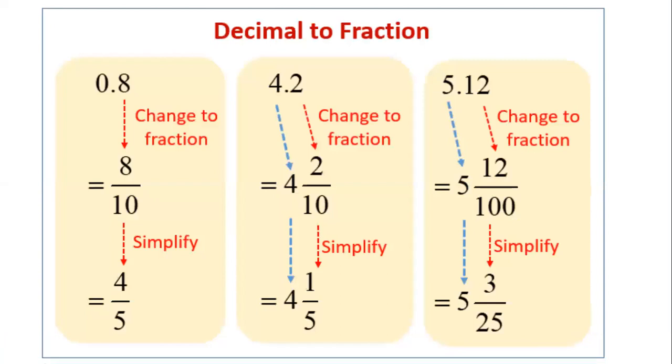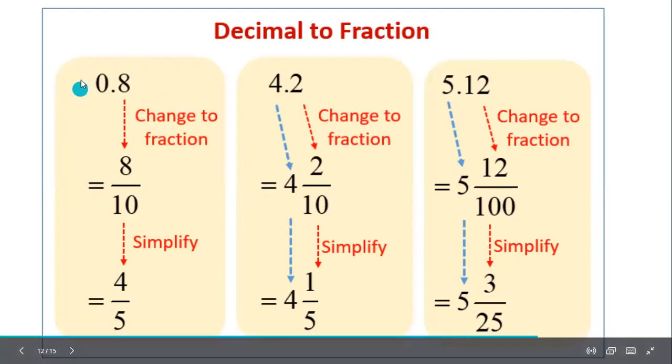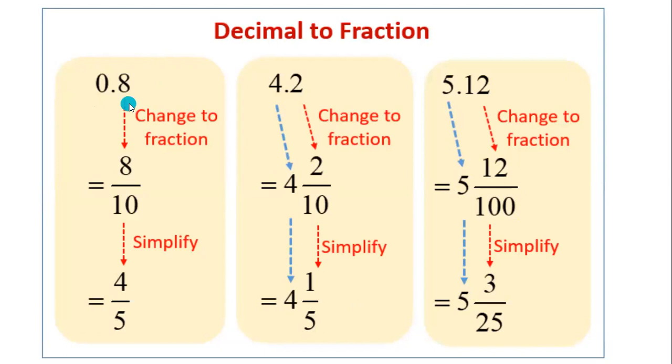Then converting decimals to fractions. So how to convert decimal to fraction? An example is given here, 0.8. So 0.8 can be represented as 8 by 10. After the decimal, how many numbers do we have? 1. That is the 10th place, right? So it can be represented as 8 by 10. So the next step is to simplify.